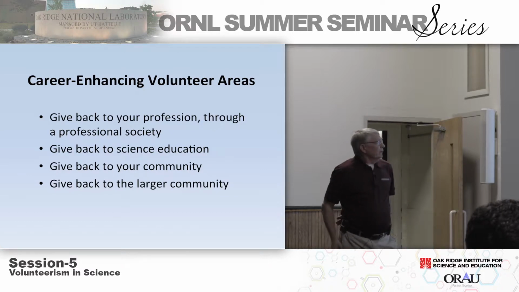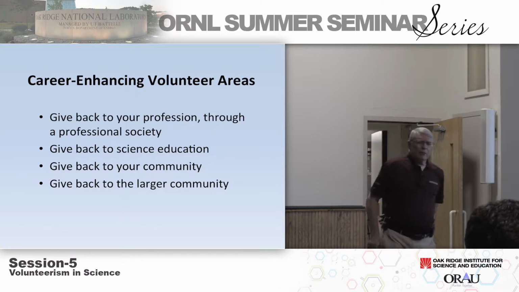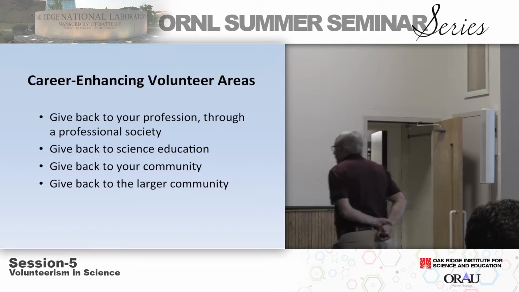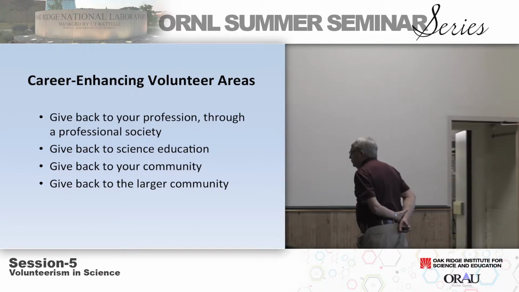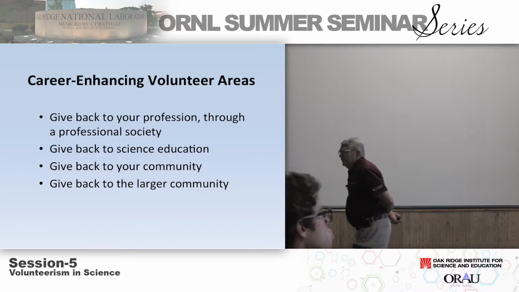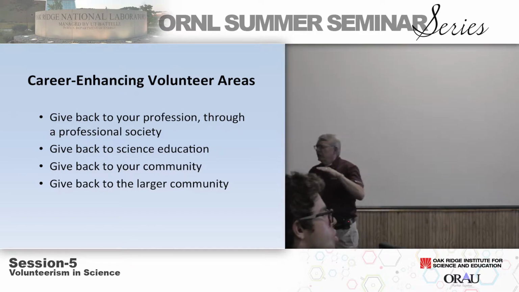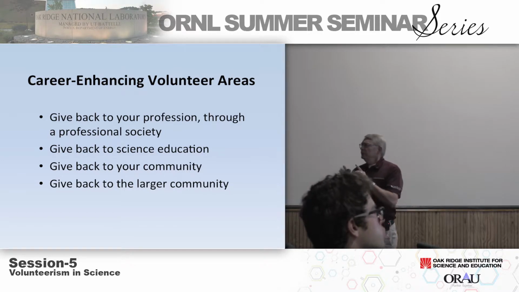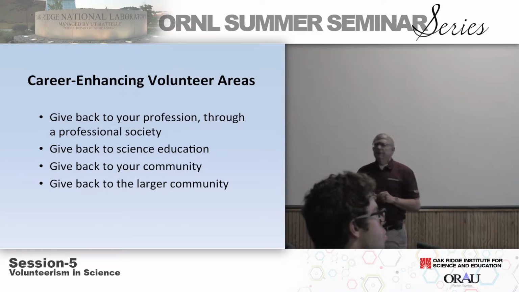Okay, so here's some things that you can do. There are four main categories of areas that I think pretty much anybody can do in the area of science. You can think of these as a hierarchy of scales, basically, of areas that you can volunteer for to do yourself good.